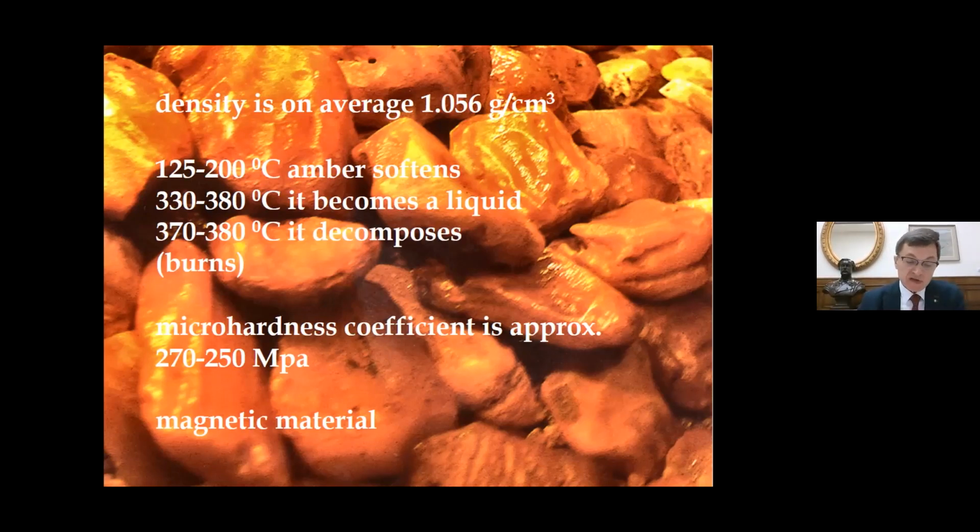Amber is a very soft material. The succinite microhardness coefficient is approximately 250 to 270 MPa. Amber is also an electrostatic material. After rubbing, it attracts particles of matter.